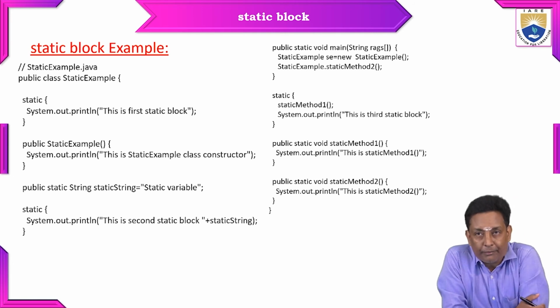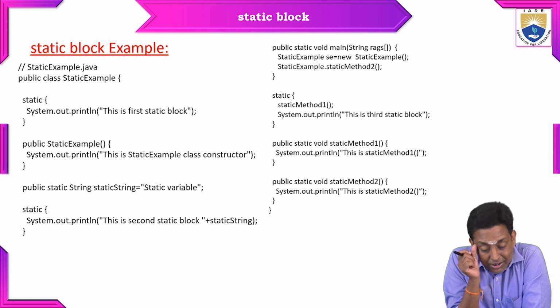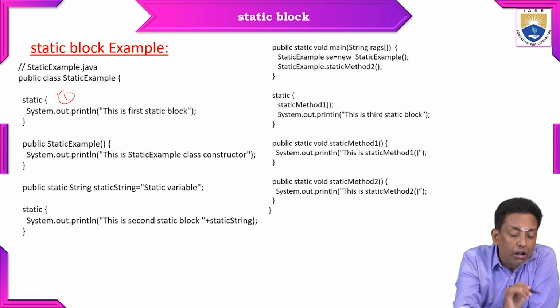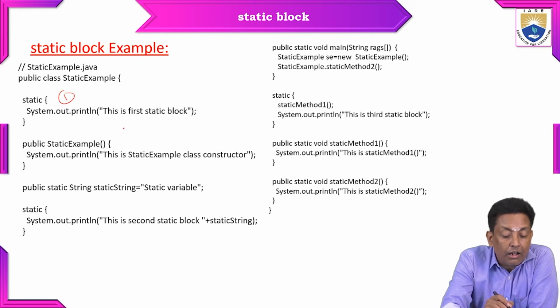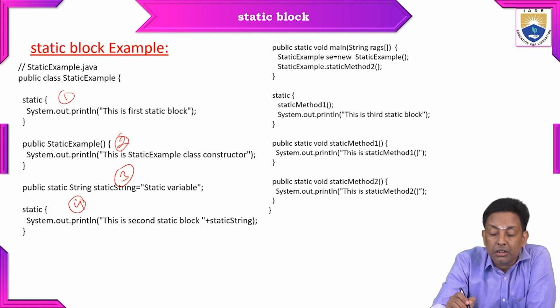If you look at this class, this static block example, public class StaticExample, how many constructs are we having throughout this program? Here we have one static block, and this is a constructor, and this is a static variable, and this is a second static block, and this is the main method.